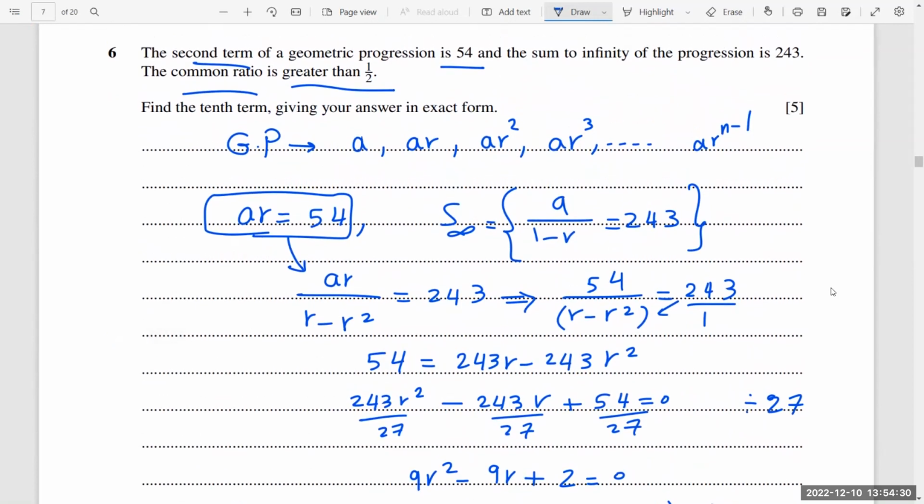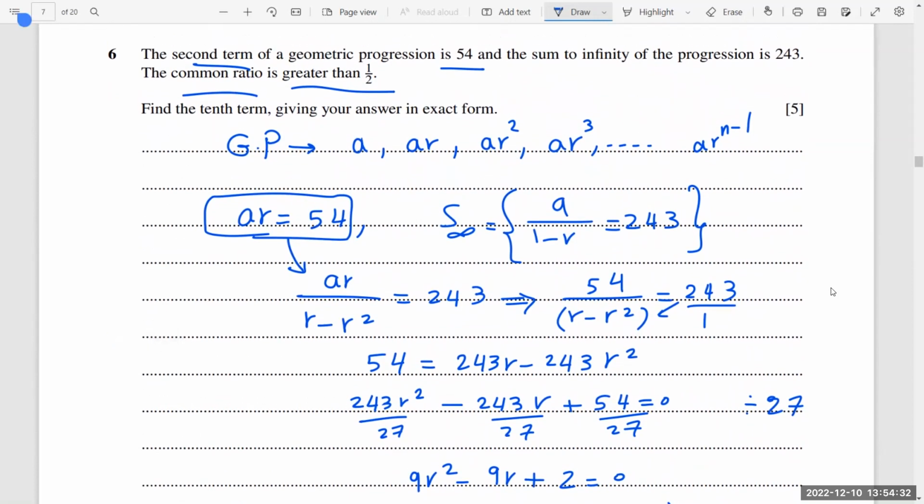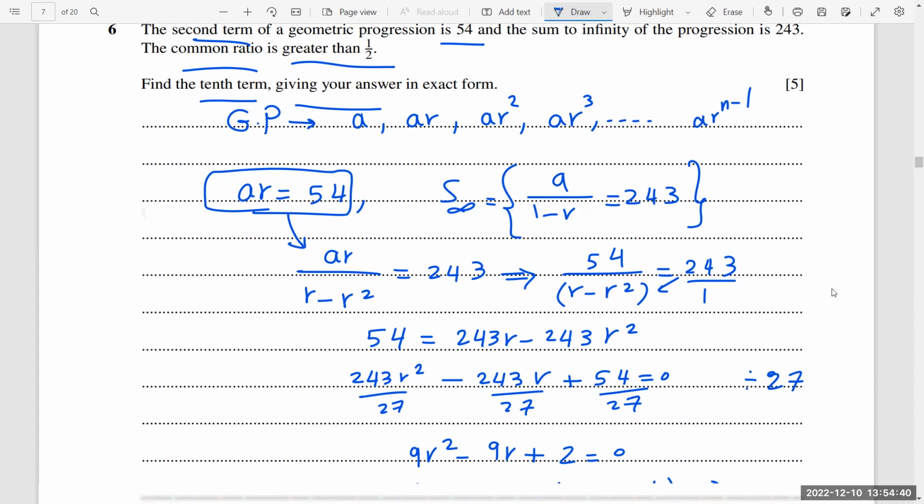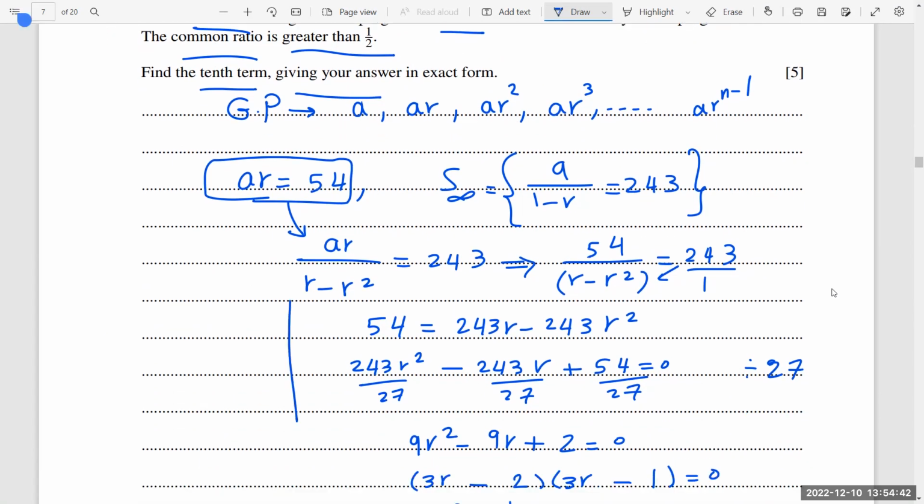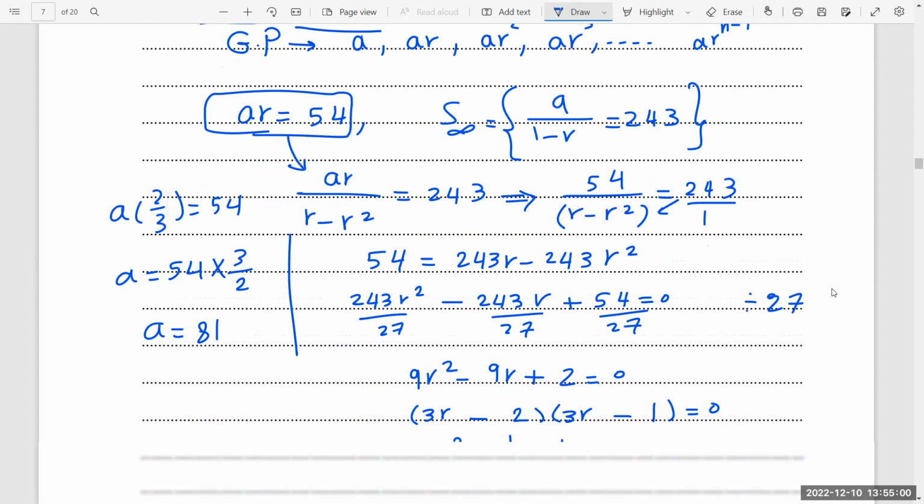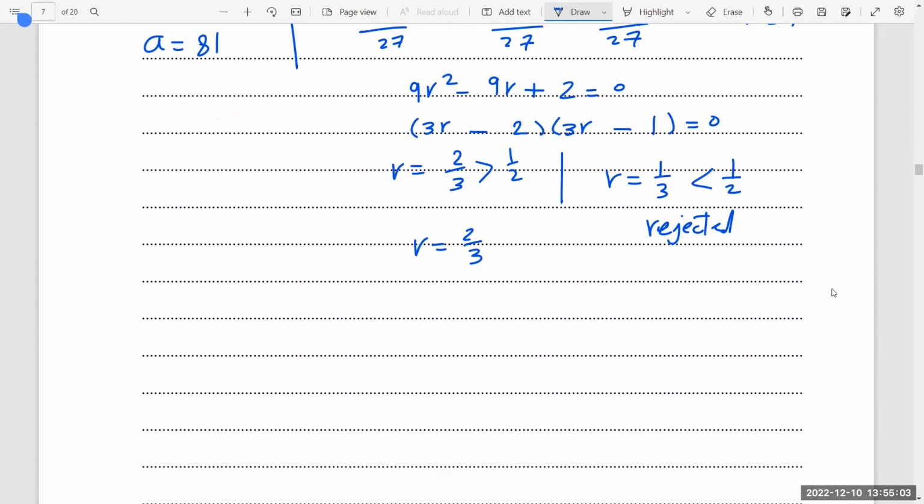Find the exact value of the common ratio, and after that, find the 10th term, giving your answer in the exact form. I can get back, the r now is 2/3. So a into 2/3 is equal to 54. So the a is 54 times 3/2, and 54 times 3/2 gives you 81. The first term is 81. So now I have the first term a is 81, and the r is 2/3.